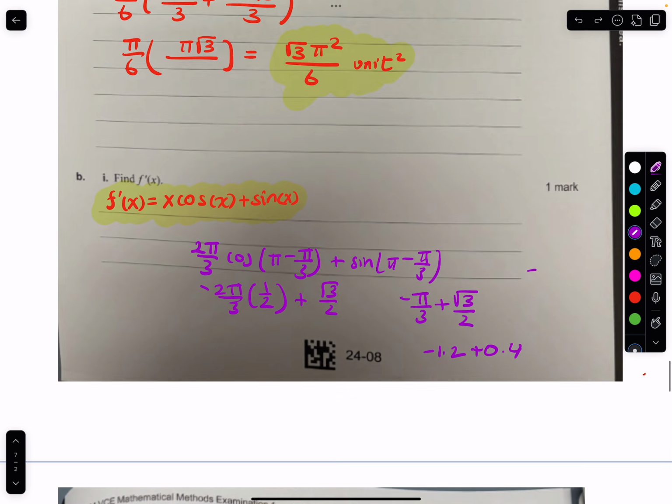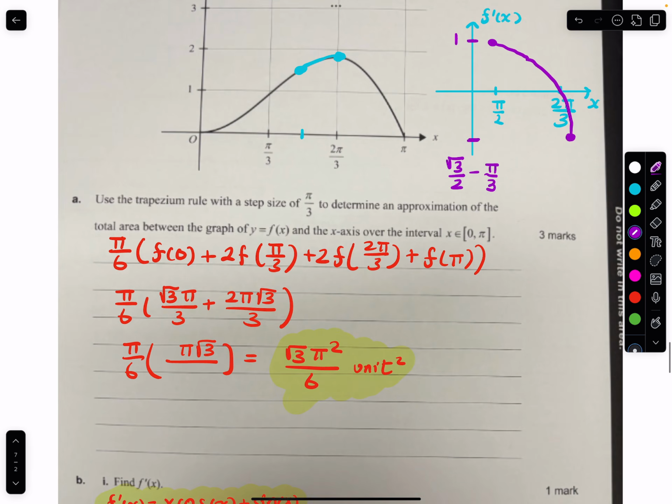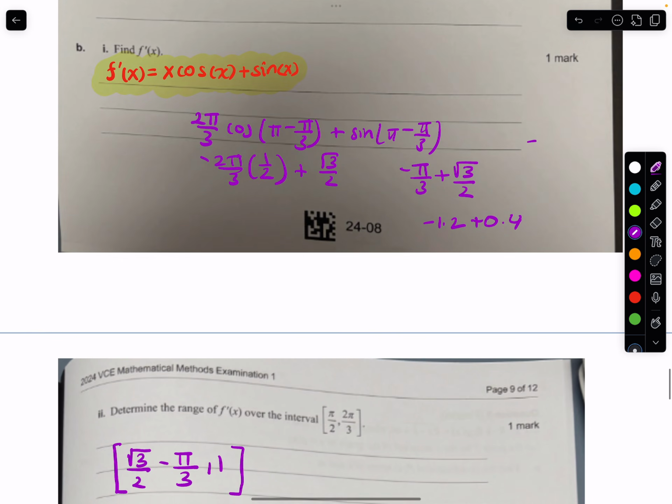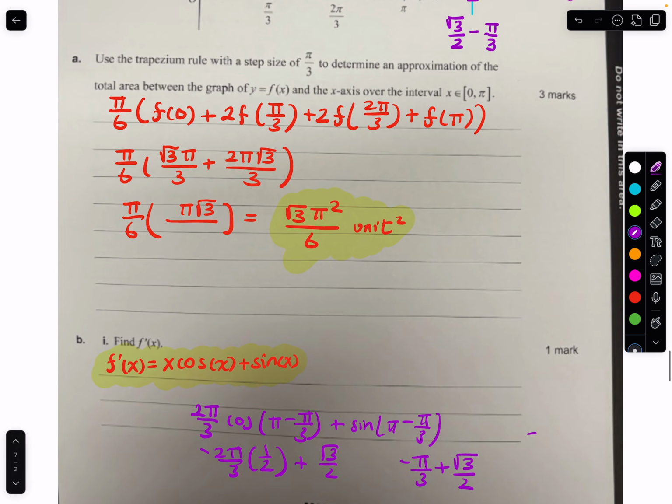That does make sense. So it's only 1 mark, so we just have to write the answer: root 3 on 2 minus pi on 3 to 1 inclusive. Let me check that again. Root 3 on 2 minus pi on 3 to 1. That looks good.